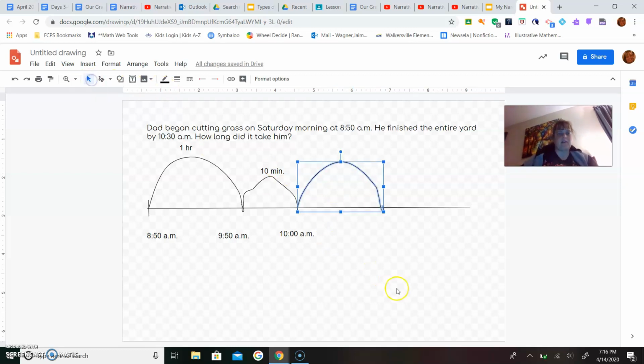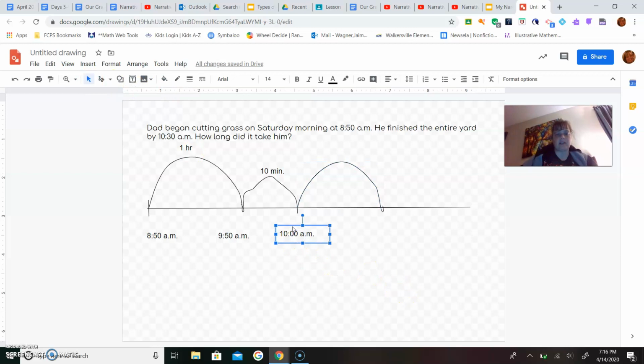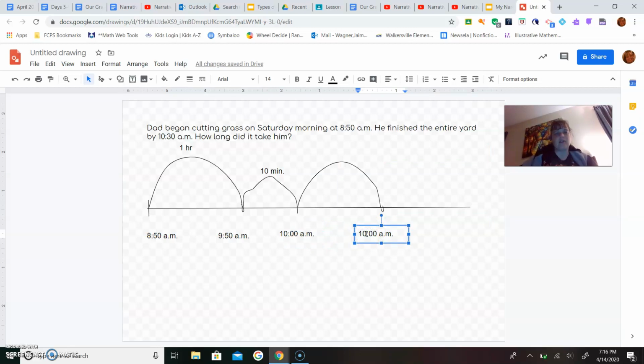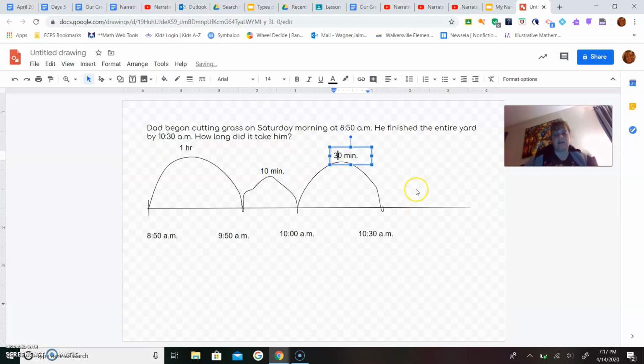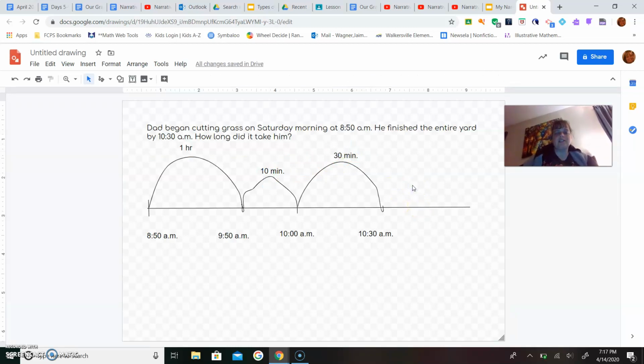Let me get my arrow, and I'm going to copy this, and I'm going to paste it over here. And now if I'm at 10 o'clock and I go 30 more minutes, I'm now at 10:30. So let me record my increment time for up here. 10 to 10:30 is 30 more minutes. Here's my 30 minutes.